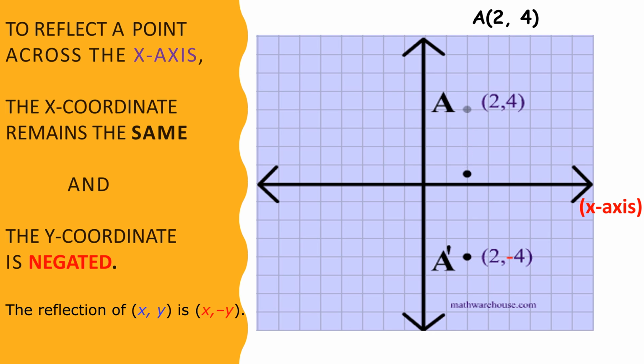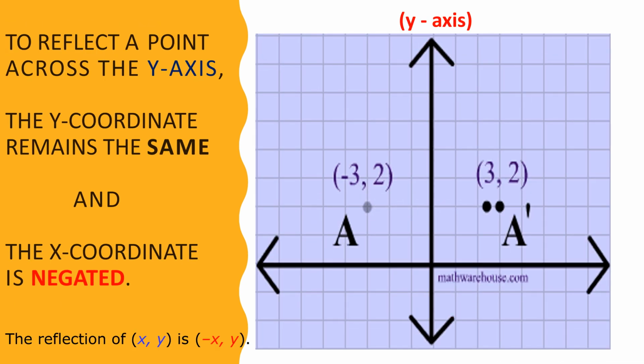The coordinate is 2 comma 4, and when you reflect across the x-axis, you have it to be 2 comma -4. The x coordinate remains the same, 2, while the y coordinate is negated, meaning that it is multiplied by -1. Here's the next one.